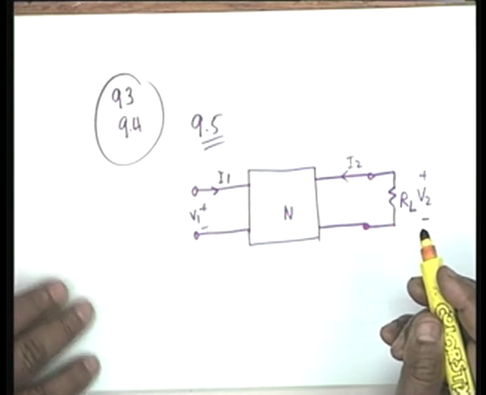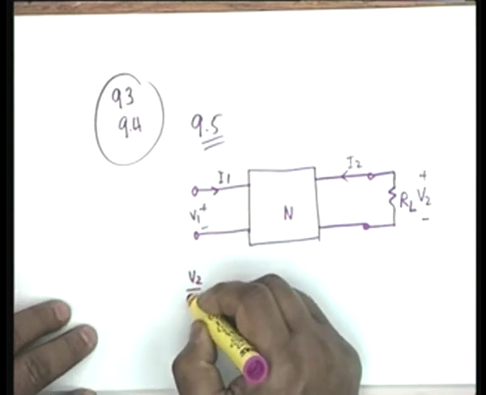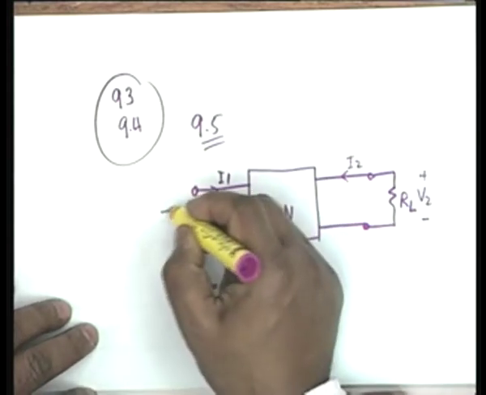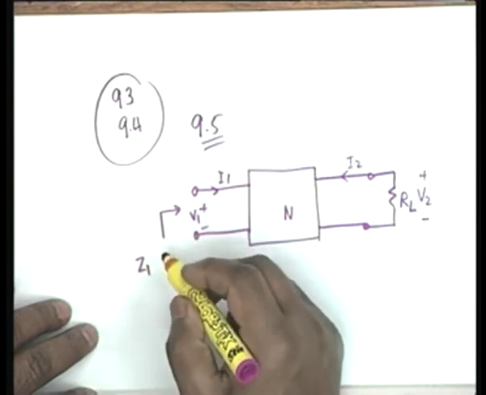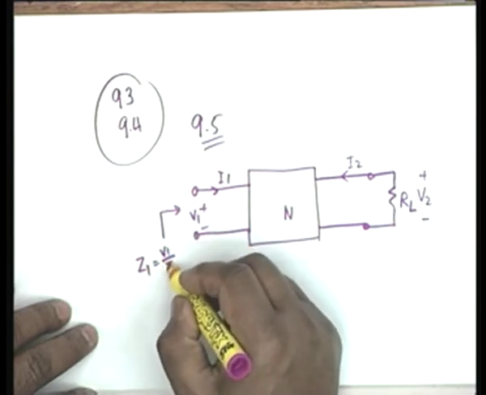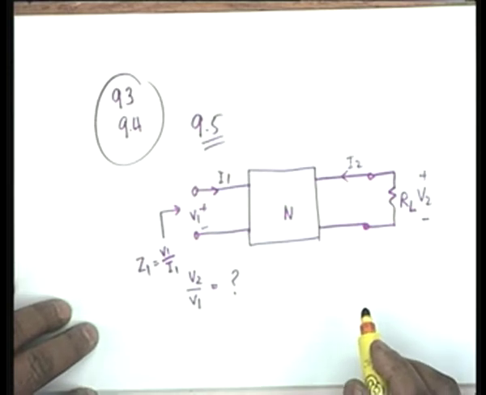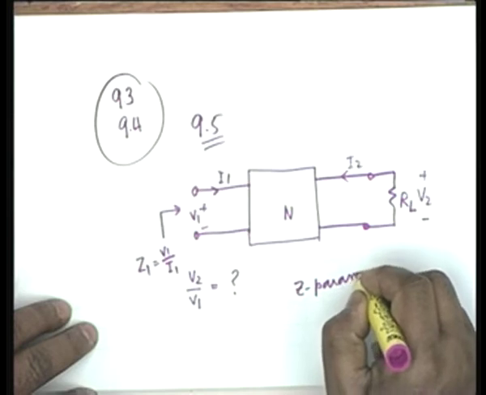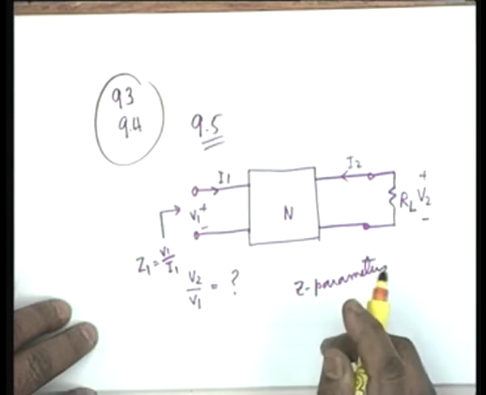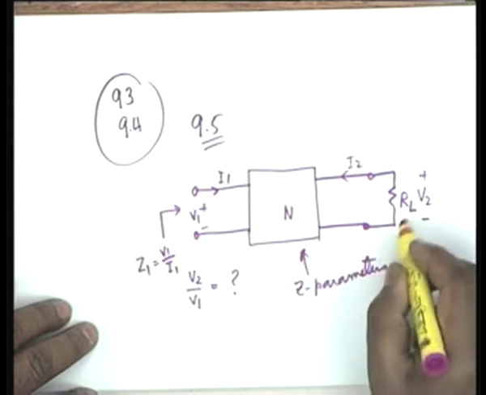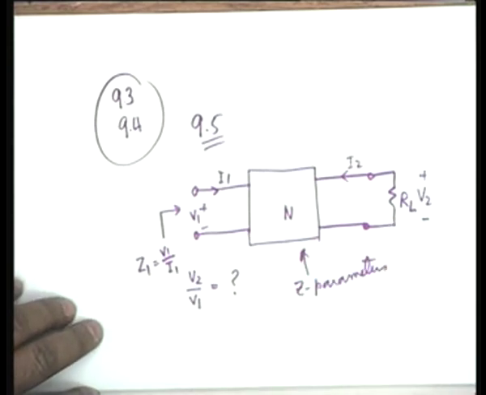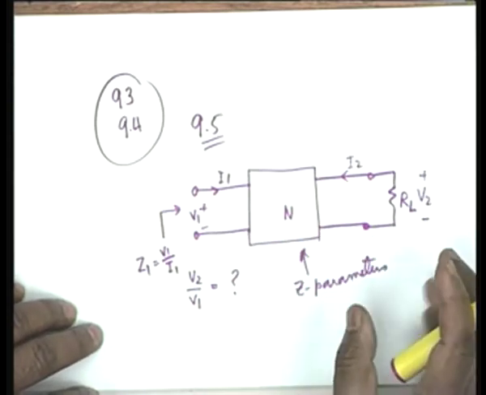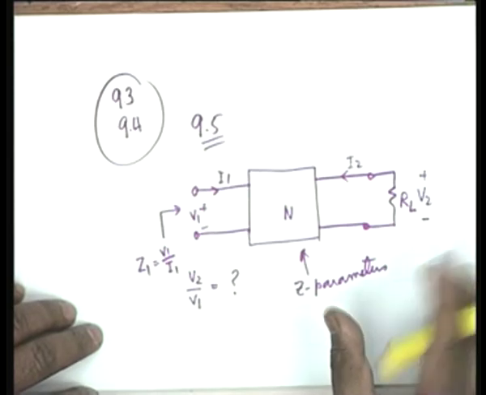For the circuit shown, you have to find the voltage transfer function V2 by V1, and the input impedance Z1, which is equal to V1 by I1 under this condition, in terms of the Z parameters of the network N and the load resistance RL. The problem is a 2-port which is terminated in a resistance, and we need to find the voltage transfer function and the input impedance.